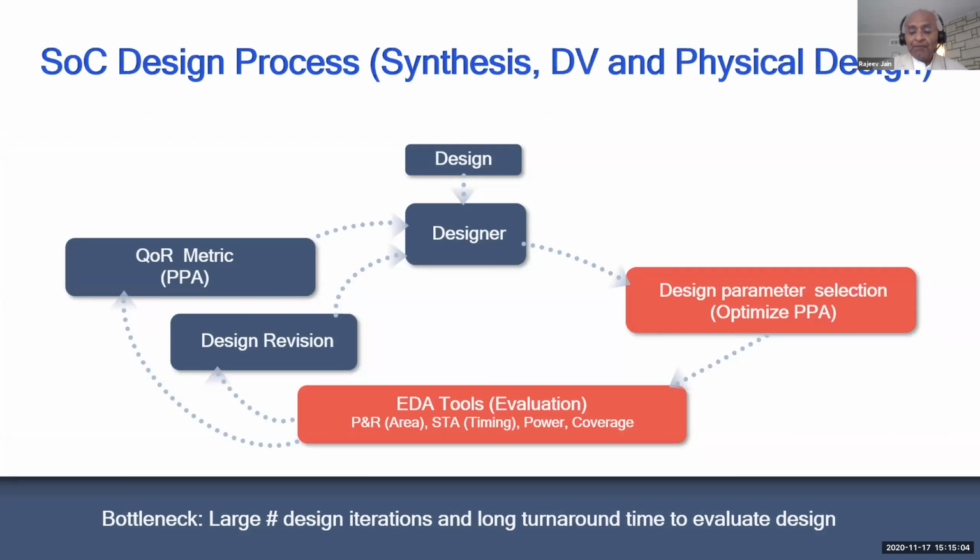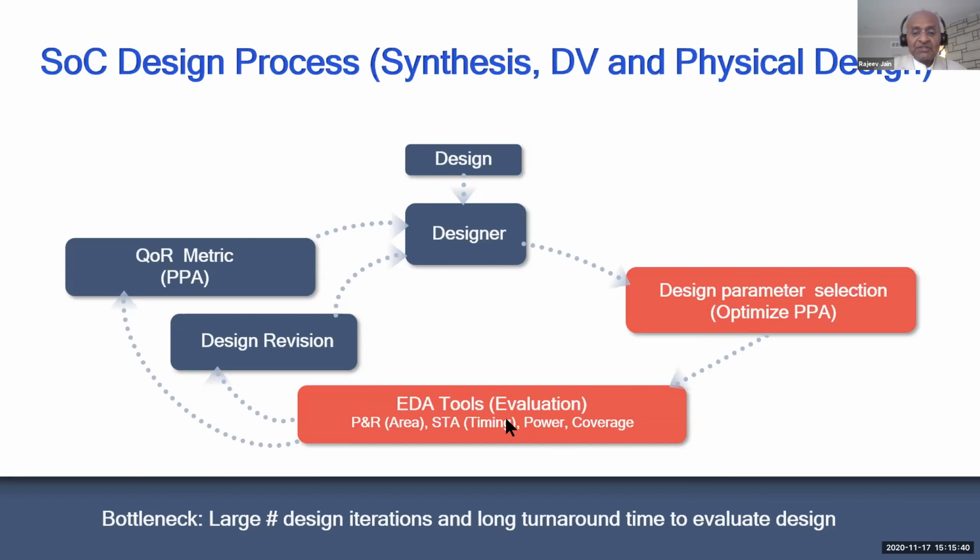So to address this problem, let's step back and look at where the design effort is going and why the design effort is getting more complicated. This is a very typical design loop that the designers go into, whether they're doing the front-end synthesis, design verification, or physical design. In all cases, the designer starts with some design and then chooses some design parameters to optimize the PPA, or if you're doing design verification, they'll choose some constraints to drive the test vectors.